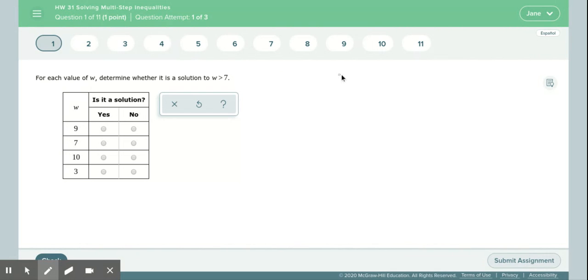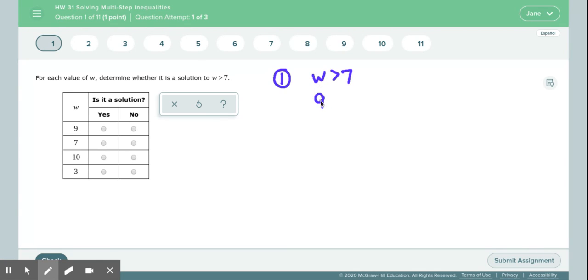And then put down which question number that you are on and then the work that will need to go with that. So on my work page, let's say I've already headed my work page, I would now be putting down that this is question number 1. And it says, for each value of w, determine whether it is a solution to w is greater than 7. So the first thing that I'm going to do is write down the inequality that I was given. And now I'm going to replace or substitute w with the value that it tells me to use for my variable. So for my first one, it tells me 9.